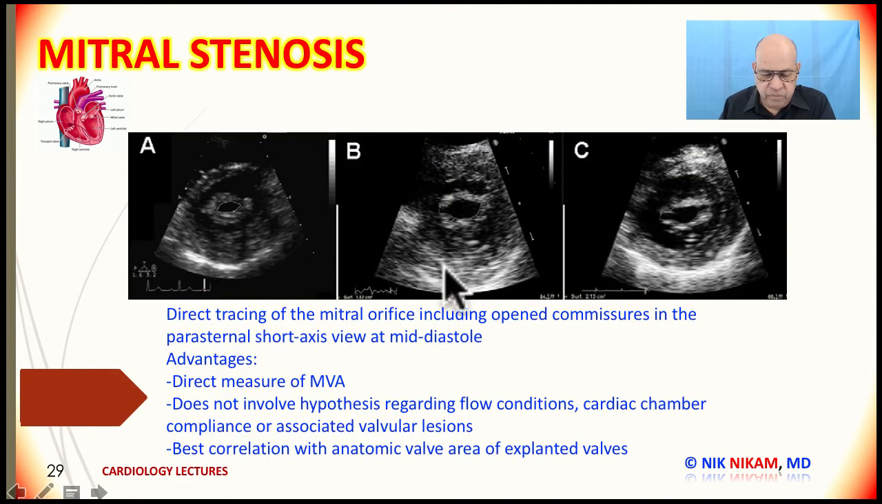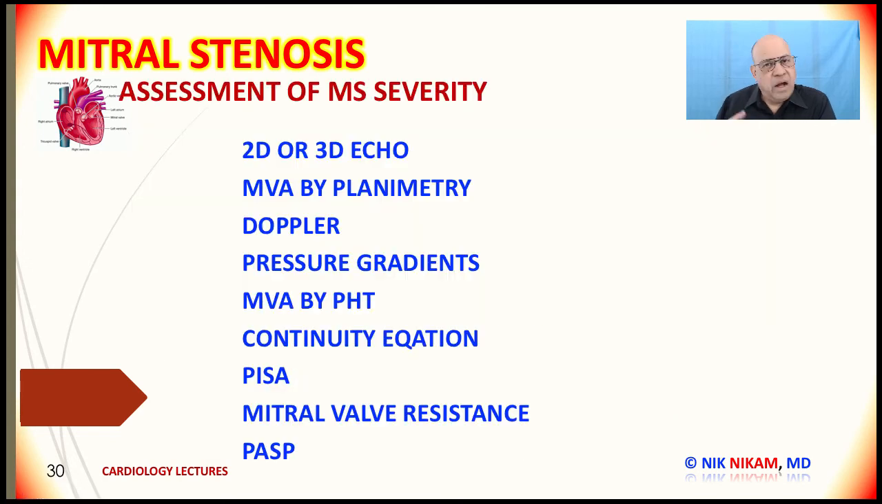This is one more example of showing how to measure the mitral valve area and showing varying degrees of mitral stenosis. Two-dimensional echocardiography is very useful in identifying the mitral valve area, and we already talked about using planimeter, Doppler, pressure gradient, pressure half time, and a whole host of other advanced techniques.